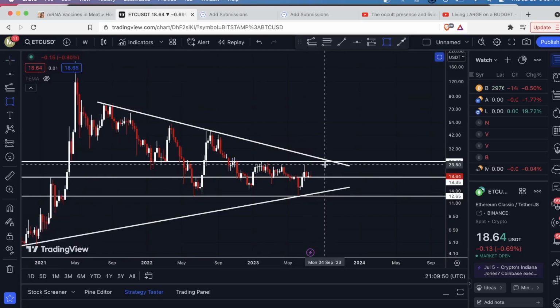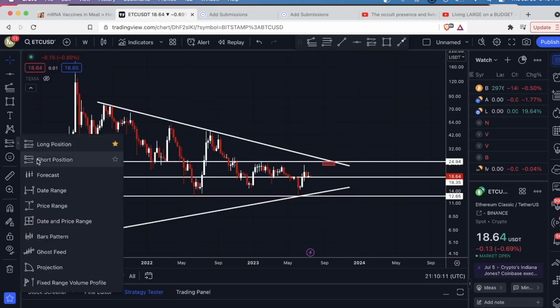Let's do a rectangle. Let's just say it kind of bounces around here, and we get up to around where this horizontal resistance and this downsloping resistance intersect. So if the price comes up here, then you have a lot of confluence in this particular area to perhaps enter a short position. And if you do that, here's what the trade would potentially look like.